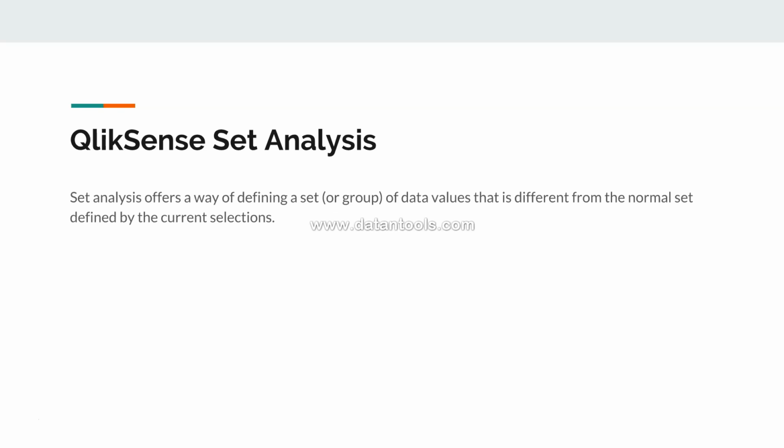Those are your normal set. That means whatever selection you make in the front end after defining those expressions, the expression will accept it. It will not change based on the custom set analysis expressions that we will be seeing. So now you can easily understand that this is the normal set defined by the current selection, the normal state that we have been using so far. But set analysis offers a way of defining a set or modifying the way your calculation is specified. Now let's see an example.